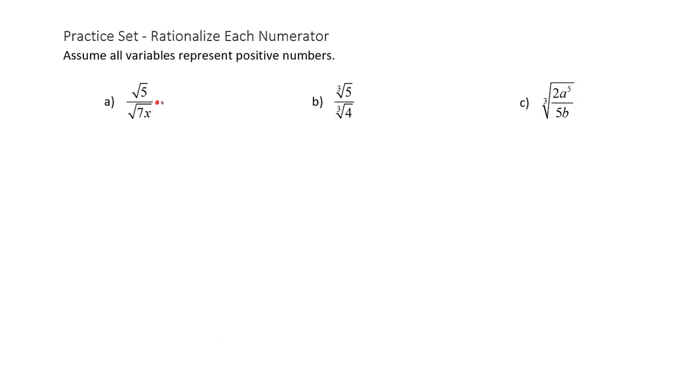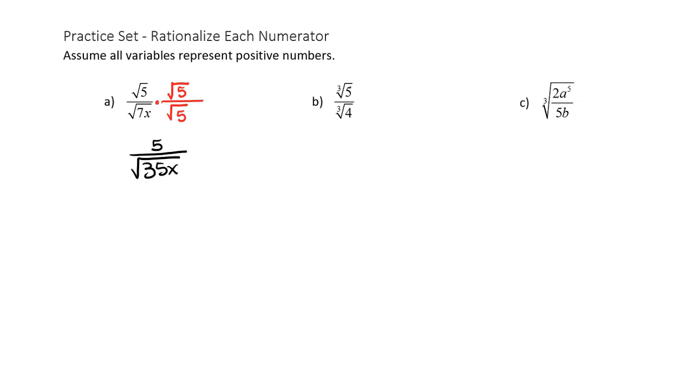I want to rationalize the numerator, or get rid of the radical in the numerator, so I have root 5 over root 7x. I'm going to multiply the numerator and denominator by root 5, and that will give me 5 over the square root of 35x.